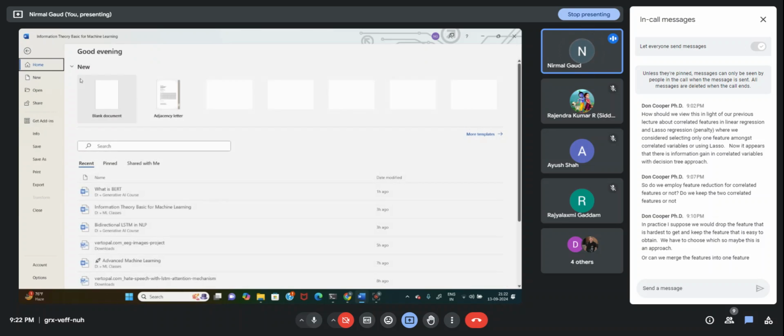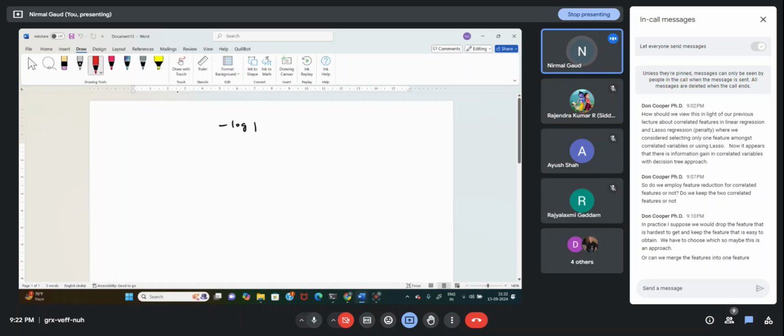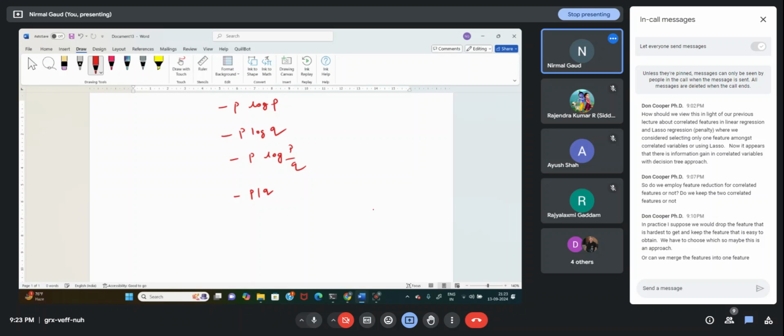Fine. So let me again recap how far we came. Minus log p is Shannon. Minus p log p is entropy. Minus p log q is cross entropy. Minus p log p by q is KL divergence. Then minus p by q log of again p by q is conditional entropy. Minus pq log of pq is joint entropy.